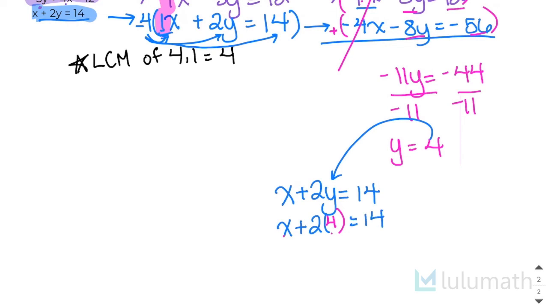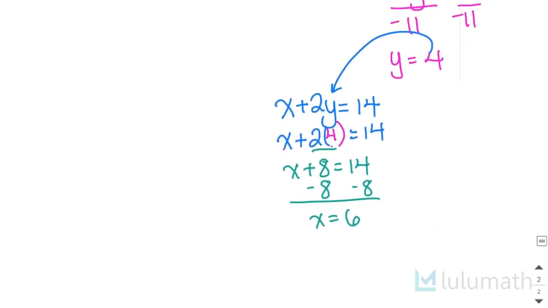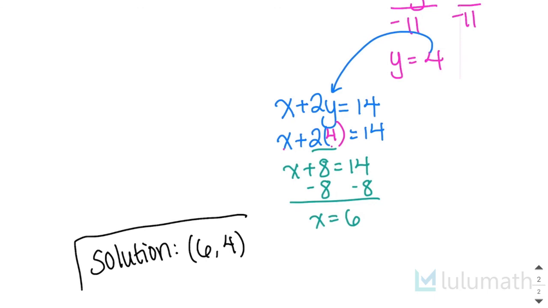Now, all I have to do is just simply solve for x. Well, I know 2 times 4 is 8, so I get x plus 8 equals 14. Subtract the 8 from both sides, and I end up getting x equals 6. So therefore, my solution to this system right here is going to be x equals 6 and y equals 4.